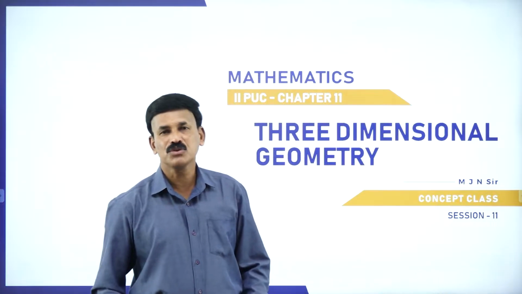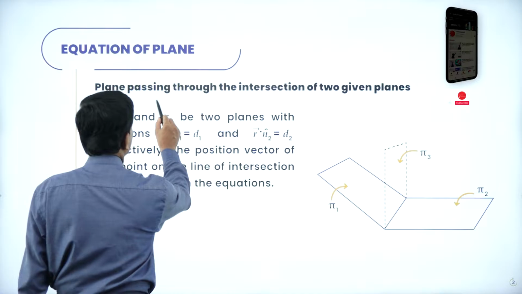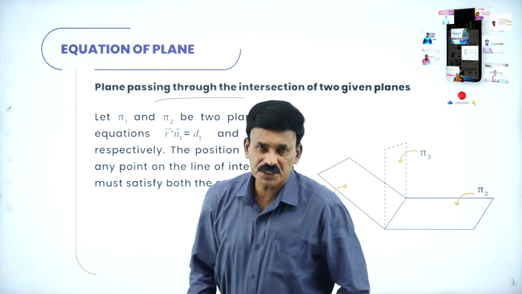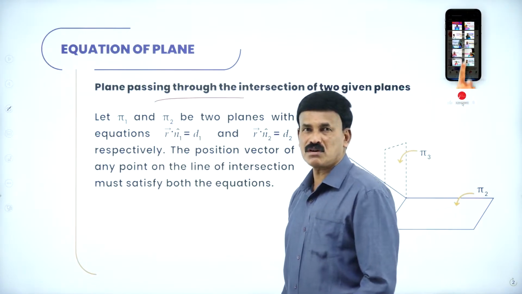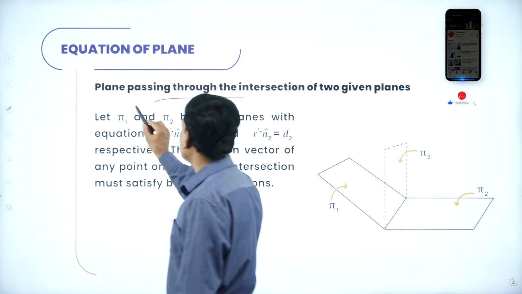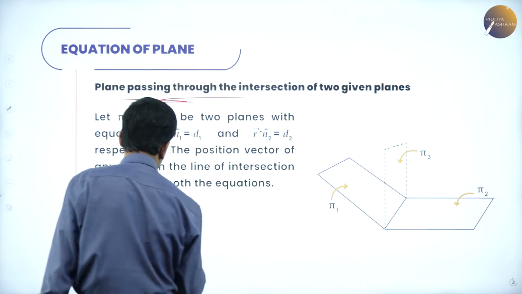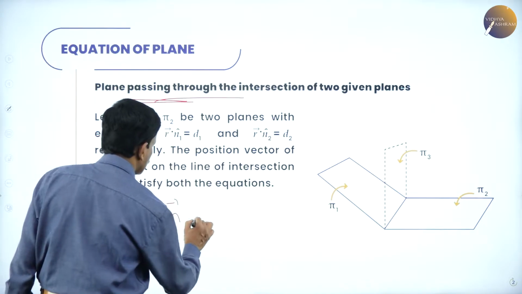Now in this session I am going to discuss the equation of a plane passing through the intersection of two given planes. This is a very important concept, so you may expect one problem from this concept. Now, the equation of the plane passing through the intersection of two given planes. We know the equation of a plane in the normal form is r dot n is equal to d.